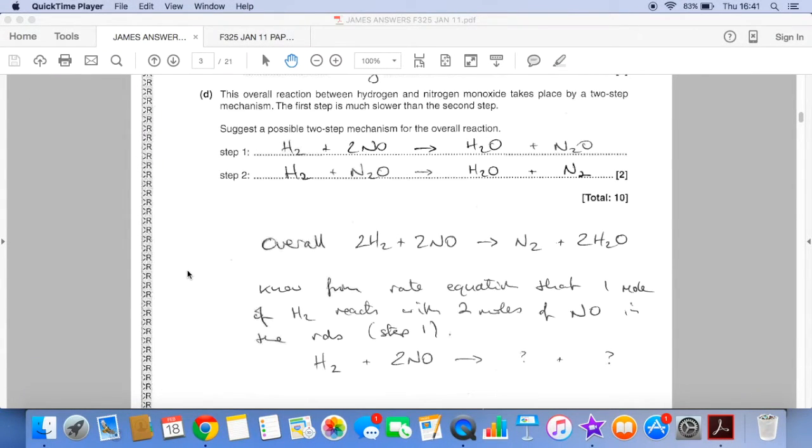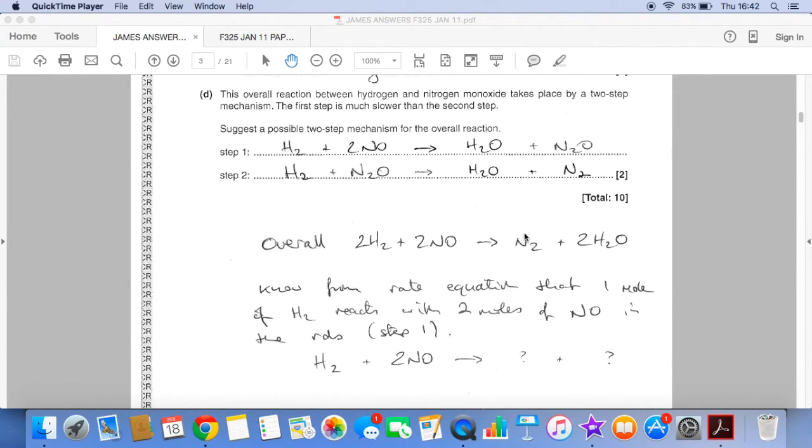Two-step mechanism. You can see I've written the overall equation out at the bottom, and we know from the rate equation that 1 mole of hydrogen has to react with 2 moles of NO in the rate determining step. So effectively our starting point is H2 plus 2NO makes question mark and question mark. So what do we need to make the overall equation? Well, we need 2 moles of hydrogen, 2 moles of NO. Well, we've got the two NOs in step 1. We've only got one hydrogen, so we're going to need another mole of hydrogen in at the start of step 2. So when we add these together, we'll get 2 moles of hydrogen.